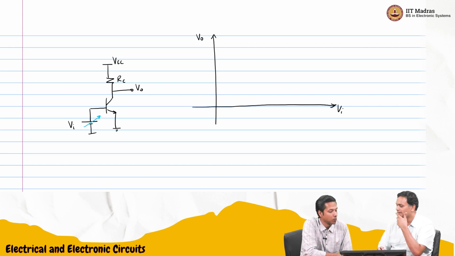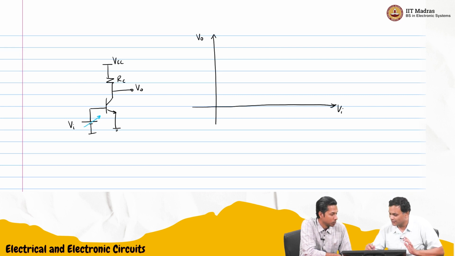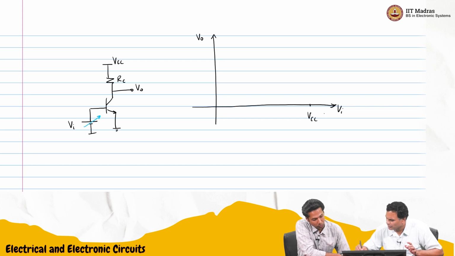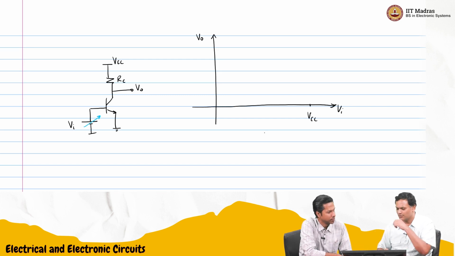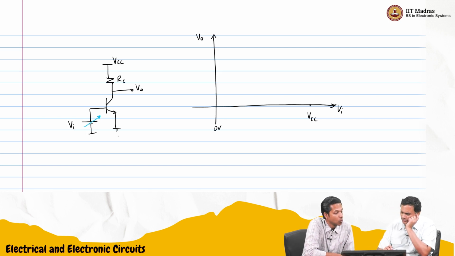Initially VI is 0. VCC can be much larger compared to VI. Since VCC is fixed, we will change the input only till VCC. Let us not go beyond VCC. So we will start from 0 and go to VCC.